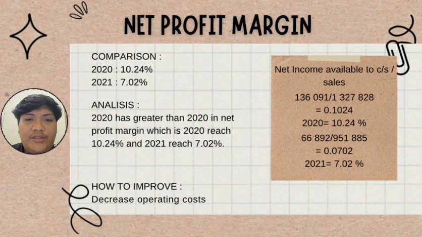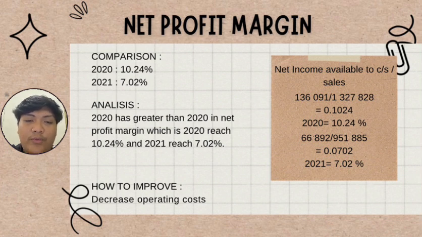Next is net profit margin. Net income available to common shares divided by sales. Comparison, 2020 for 10.42% and 2021 for 7.02%. Analysis is 2020 is greater than 2021 in net profit margin, which is 2020 reached 10.24% and 2021 reached 7.02%. La Flora's ratio shows that the business is unable to control costs, and deliver products and services. They should save costs on labor at the office and on their utilities, both inside and outside the organization.